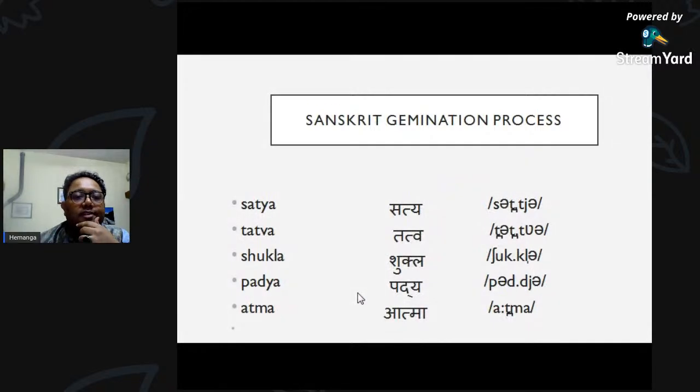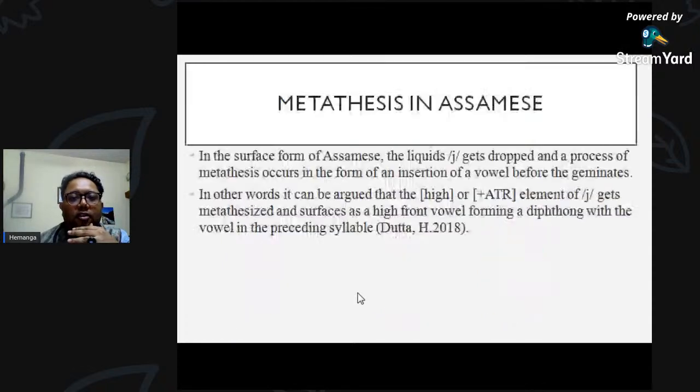So if you look at the word Satya, this is Sanskrit. So what is happening? Because of ya, the ta gets geminated. Because of wa, the ta gets geminated. Because of la, the ka gets geminated. Because of ya, da gets geminated. But atma doesn't. Because of ma, ta doesn't geminate. So Satya, Tattva, Shukla, Padya, all these things are happening.